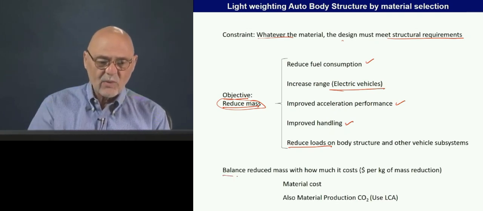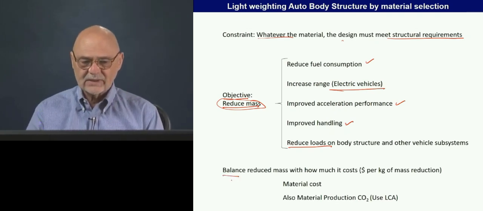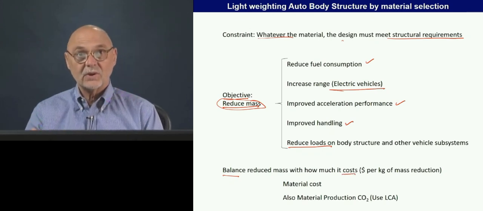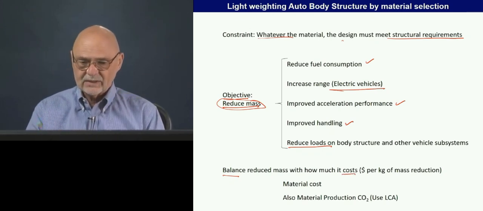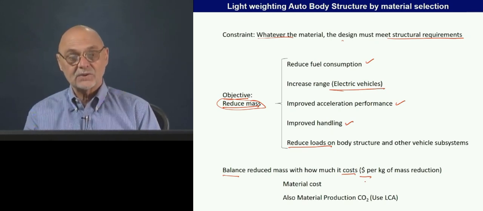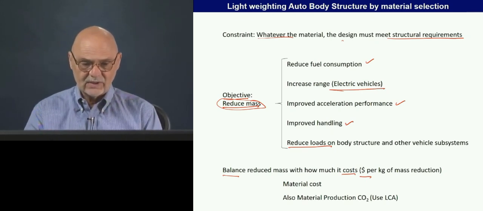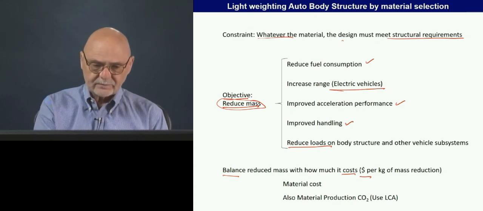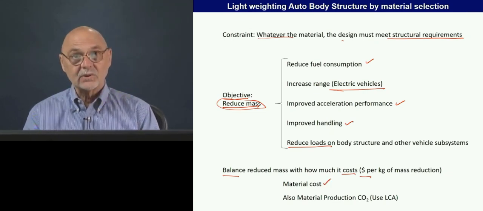And the other aspect is we want to balance the reduced mass with how much the material we're substituting costs. So we want to talk in terms of dollars per kilogram of mass reduction that we've achieved. That's based on the material cost.